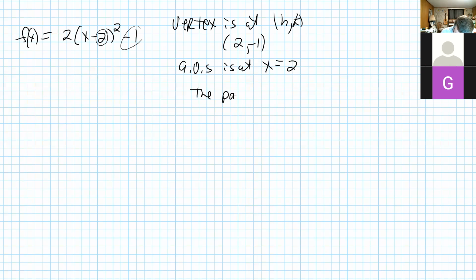The parabola opens upwards because a is positive. Okay, so the vertex is at (h, k), and the axis of symmetry is at x equals h. So this value is the same number as that number. You okay with this? Yes. Yeah. All right.